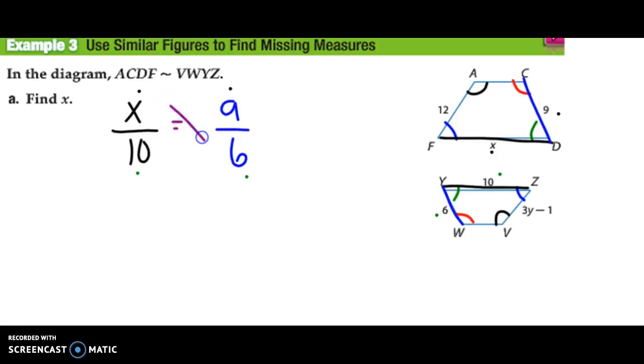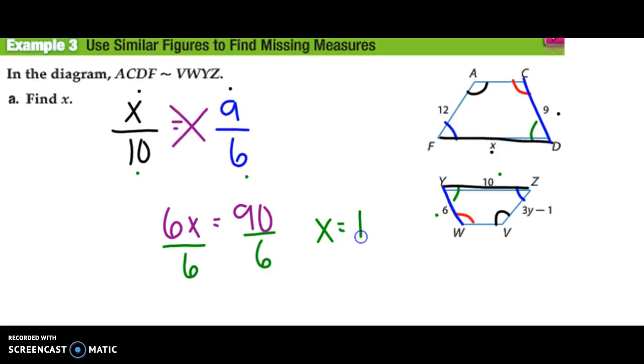And to solve it, I cross multiply. So 6 times x is 6x. 9 times 10 is 90. To solve it, I divide both sides by 6. And I find that x is equal to 15. Good, we figured that out.